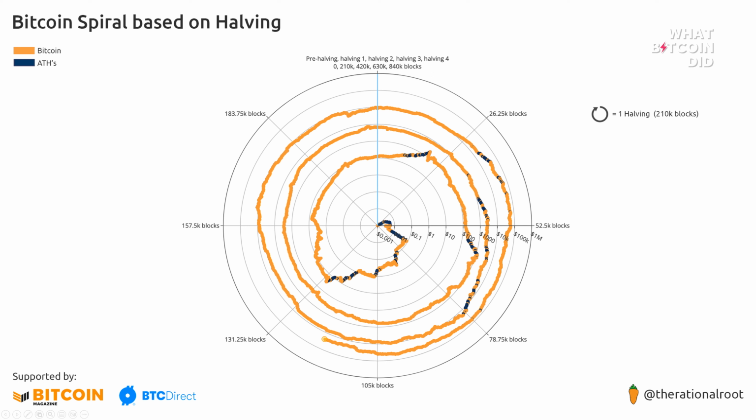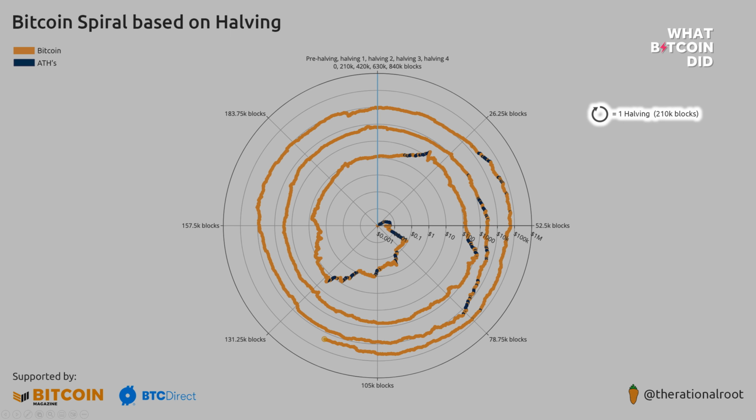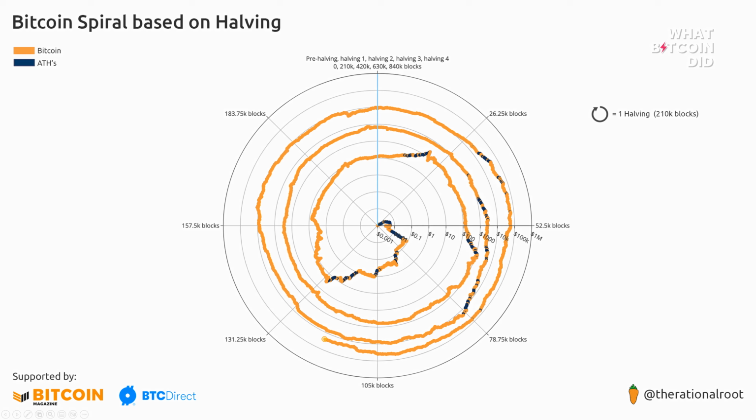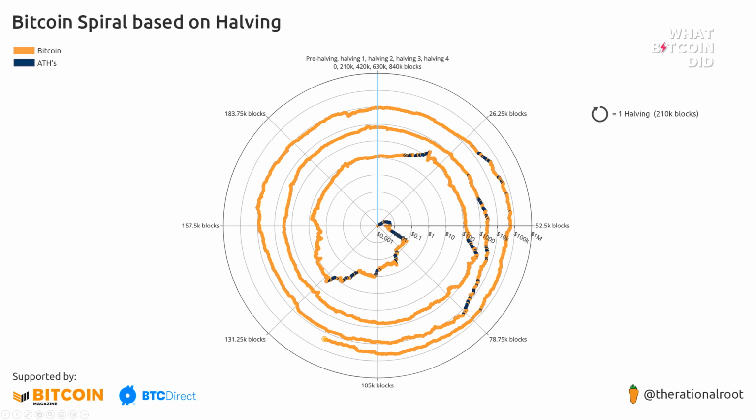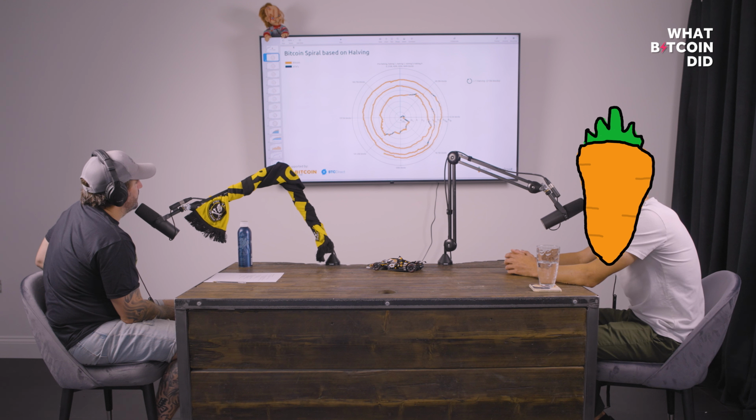And so in this particular chart, we're looking at the spiral chart based on the halving. The halving is initially the catalyst for each cycle. Each rotation in the circle represents one halving. The blue dots that you can see represent the days, or the blocks in this case, that we made all-time highs. So one rotation is one halving, which is 210K blocks, a little less than 4 years in general.